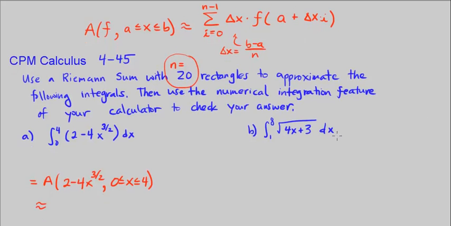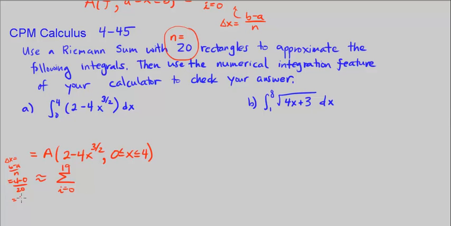That's equal to approximately the sum from i equals 0 to n minus 1, which is 19. Delta x, well, what is delta x? Let's quickly do that. Delta x, I'm going to write it in a bubble here, is b minus a over n. And b minus a is 4 minus 0 over 20, which is 4 over 20, which is 1 over 5, or 0.2. So that's my delta x.